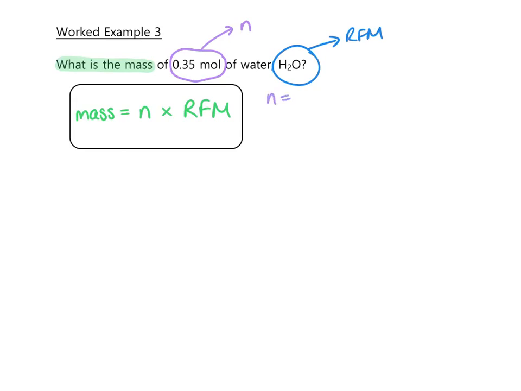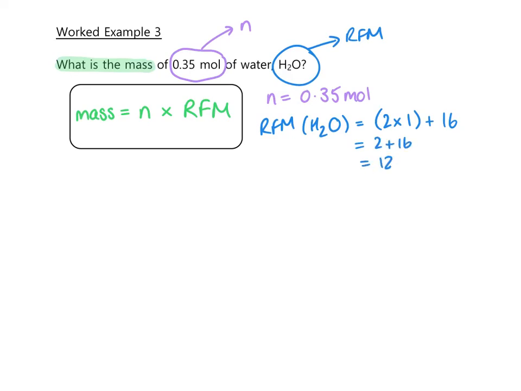So let's write down the information we have. We know that N is equal to 0.35 moles. Then we need to work out the RFM of water. So the RFM of H2O is equal to, well, I've got 2 hydrogens, so it's going to be 2 multiplied by the relative atomic mass of hydrogen. Look at your periodic table. It has a relative atomic mass of 1. Plus the mass of 1 oxygen atom. I've only got 1 oxygen atom there, so I can just write plus 16. So that's going to be 2 plus 16, which is 18. So we're ready now to put that into our equation.